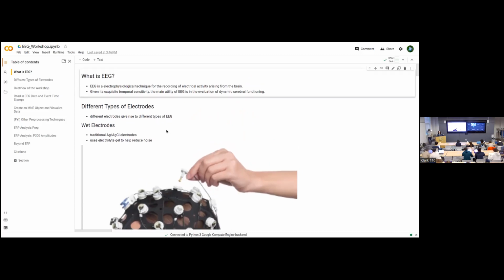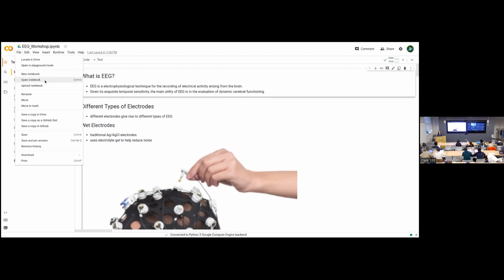If anyone has any problems, feel free to let us know. Make sure to make a copy of the Colab notebook, or everyone will be editing this manually. Remember, it's in File, Save a Copy in Drive, and open your own copy.